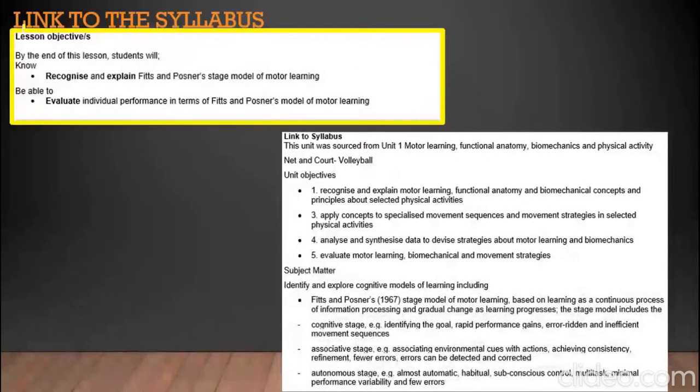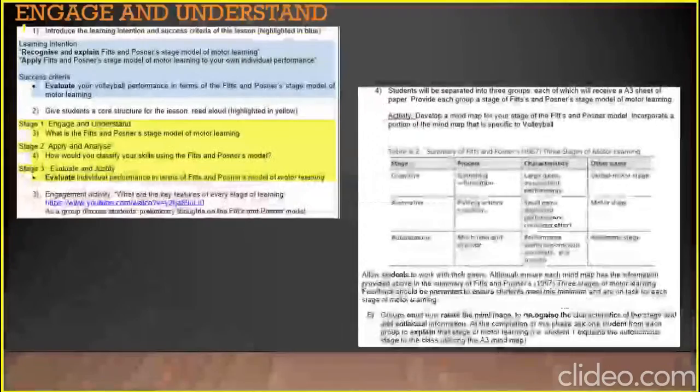Unit Objective 5, Evaluate Motor Learning, Biomechanics and Movement Strategies, is satisfied by the lesson objective, Evaluate Performance in Terms of the Fitz and Posner Model. Once again, the success criteria and learning intention are directly taken from these lesson objectives. The connection between the unit objectives, subject matter, and lesson focus demonstrates appropriate lesson planning based on the syllabus.